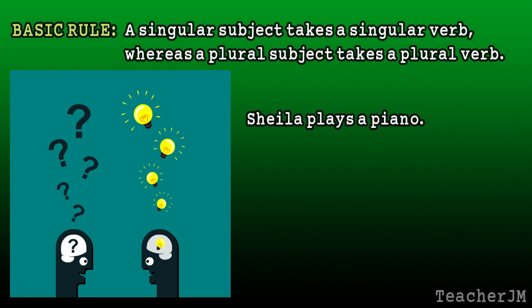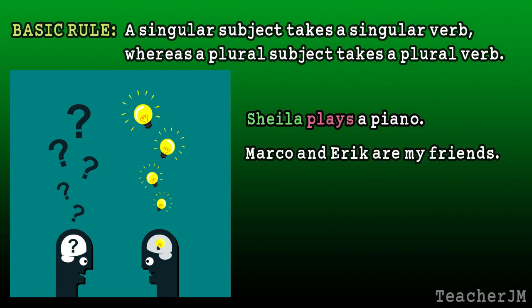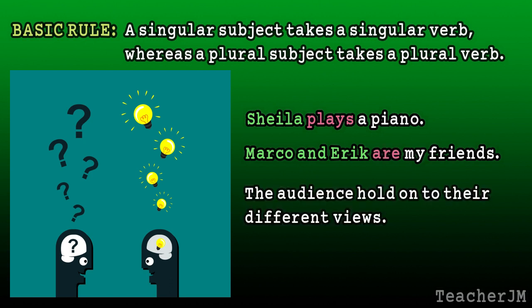Examples: Sheila plays a piano. In this example, Sheila is a singular subject, hence a singular verb, which is plays, is used in the sentence. Marco and Eric are my friends. In this example, Marco and Eric is a plural subject, hence a plural verb "are" is used in the sentence. The audience hold on to their different views. In this example, the audience have different views. For this reason, a verb in its plural form is used.